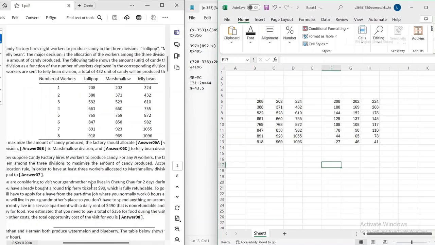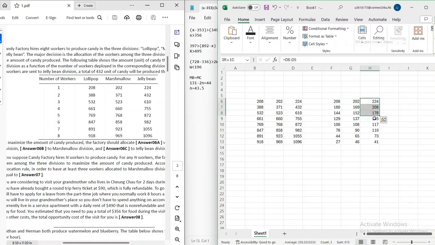Now in order to allocate these workers, these 8 people, I have to look for the highest output. Okay, and then I can go on decreasing the output. So the first highest is 224. So I will allocate the first worker to the jelly bean division, and then second to the lollipop, third to the jelly bean, okay, fourth to marshmallow, and similarly.